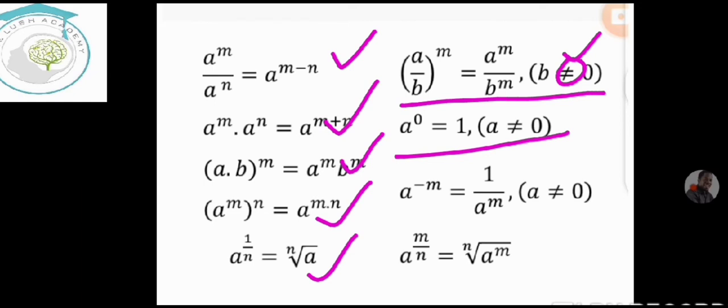Just as long as a is not equal to 0. If a is equal to 0, that doesn't apply. If a is equal to 0, in the first place, it can't even be solved because 0 cannot be raised to any power. Okay, good.